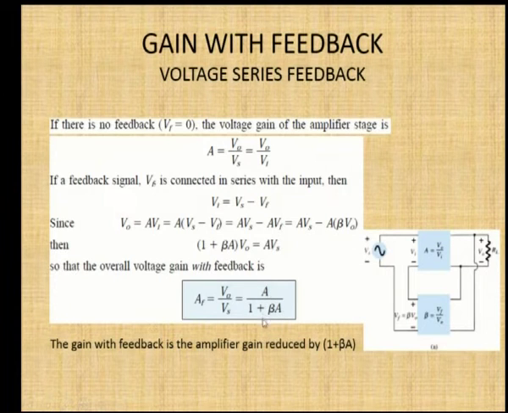What did you infer from this equation? This A is the gain of the basic amplifier, and this beta is the gain of the feedback network. So, this Af is the gain of the circuit with feedback. If you give feedback, the gain of the amplifier is reduced by a factor of 1 plus beta A. So, always if you give negative feedback, the gain of the amplifier will definitely be reduced by the factor of 1 plus beta A. That is what you have derived from this circuit. So, in voltage series feedback, you conclude that if you give feedback, the gain of the amplifier will definitely be reduced by the factor of 1 plus beta A.